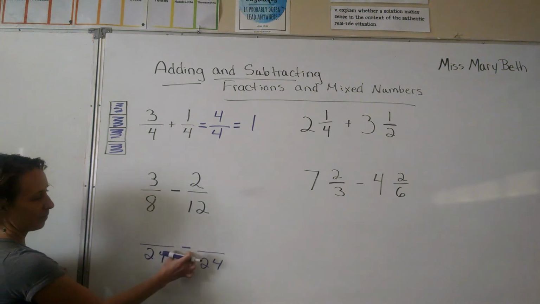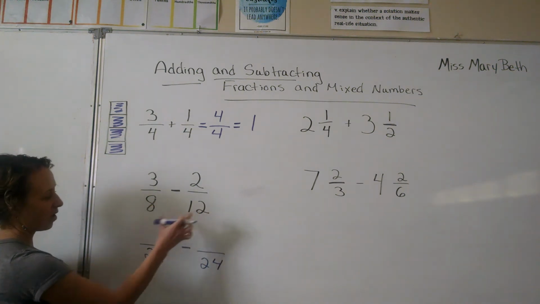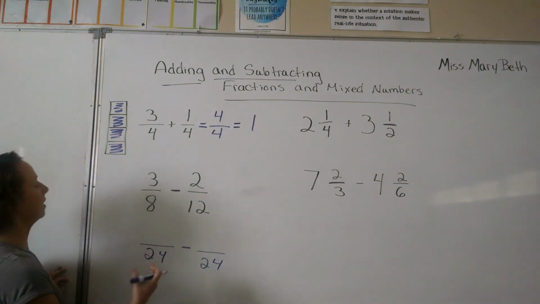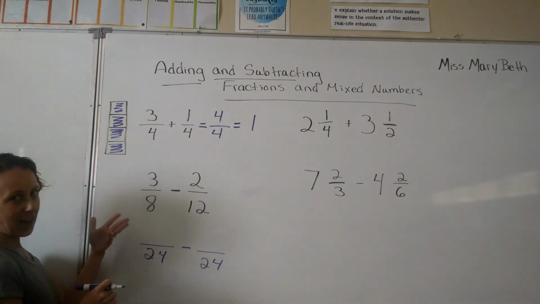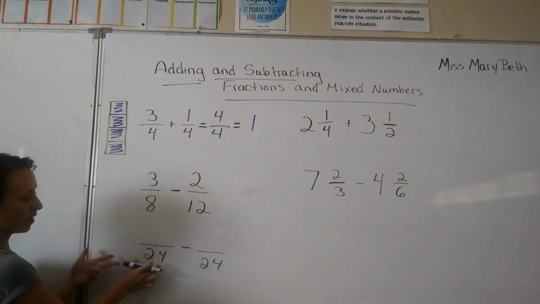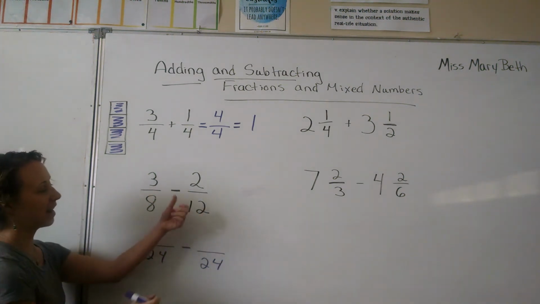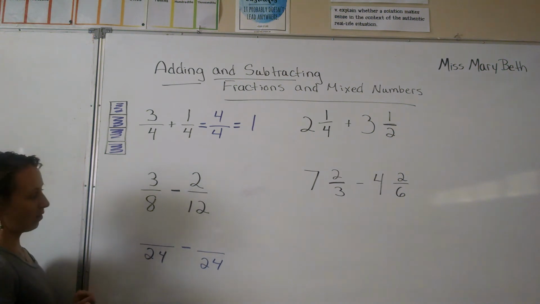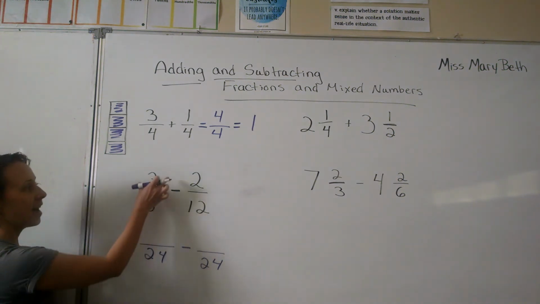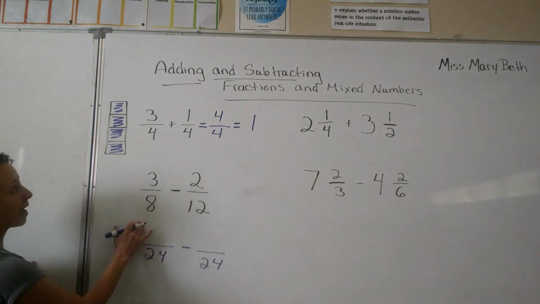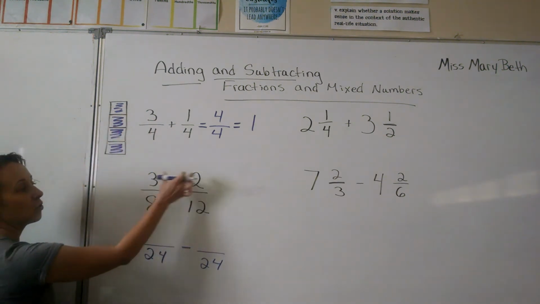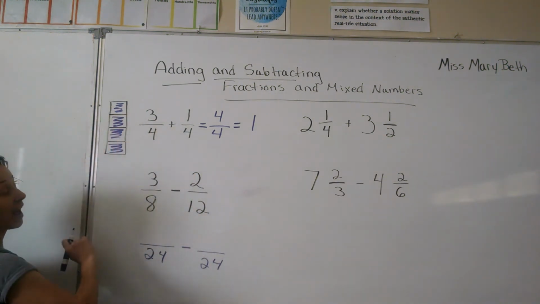So I'm still subtracting, but instead of cutting them into 8s and 12s, I'm going to cut them both into 24s. Because if I take each of my 8 pieces and I cut them up 3 times, I get 24. If I take my 12 pieces and I cut them 2 times, I get 24. Now, let's see what we need to do to the numerators. Remember, denominators at the bottom, that's how many pieces. Numerators at the top, that's how many pieces you actually have.